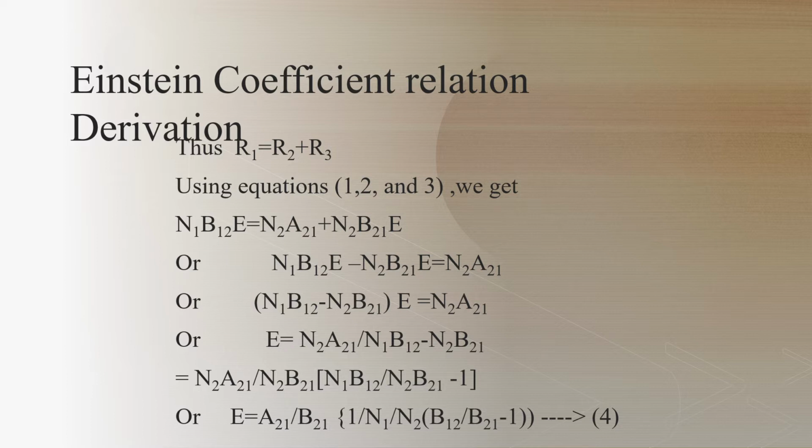Thus, R1 equal to R2 plus R3. Using equations 1, 2 and 3, we get N1B12E equal to N2A21 plus N2B21E, or N1B12E minus N2B21E equal to N2A21, or E equal to N2A21 by (N1B12 minus N2B21), that is equal to N2A21 by N2B21 of (N1B12 by N2B21 minus 1), or E equal to A21 by B21 of 1 by (N1B12 by N2B21 minus 1). This is known as the fourth equation.